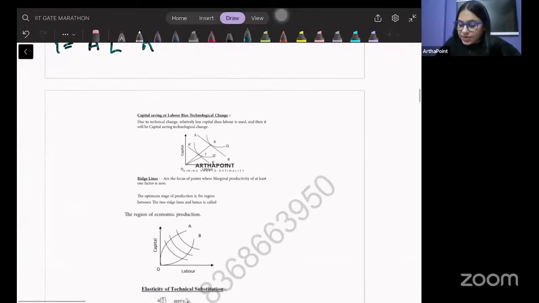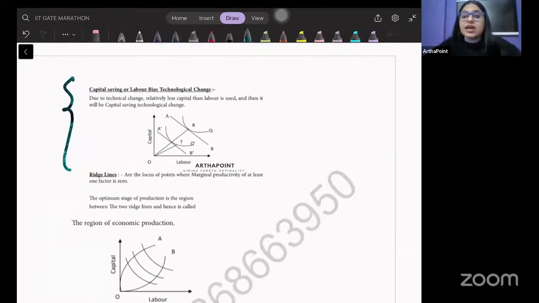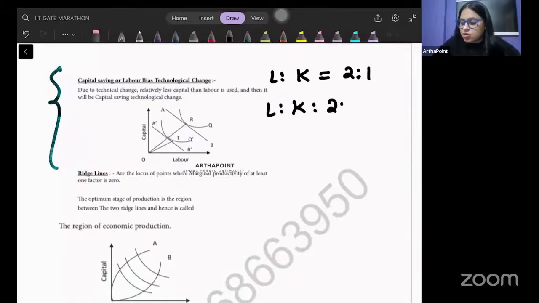Similarly, a capital saving technical progress means I will be using less capital afterwards. So if earlier my labor to capital ratio used to be 2:1, now I will be using even less capital. So it can be 2:0.5. So capital saving technical progress is when you will be using less amount of capital. That becomes a capital saving technical progress, right?